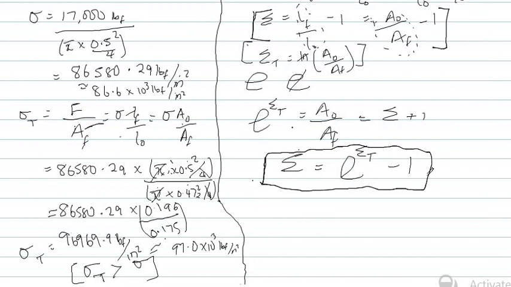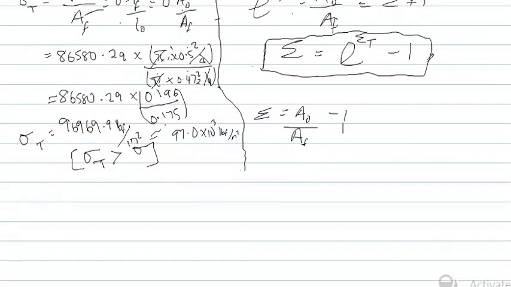So what did we say we are going to do? In our solution for our engineering strain, it's equal to AO over AF minus 1. Our AO is equal to pi times 0.5 squared over 4. But when we list it out, we see that there are common values in our numerator and the denominator. So this will help us cancel out and reduce the error.